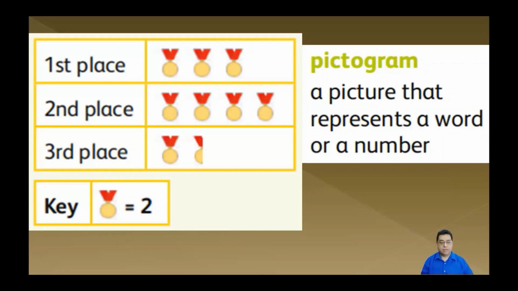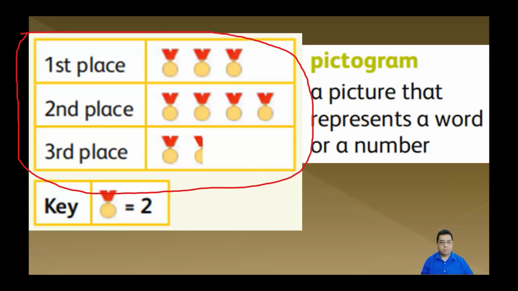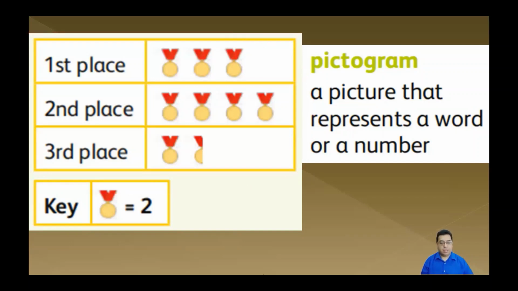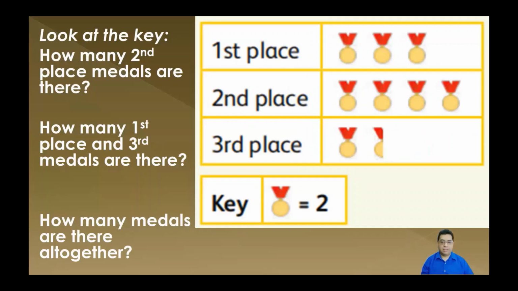As you can see here, I've got these first, second, and third place medals with the key here showing that one medal represents 2. Let's look at the key. And again, like I said, each medal represents 2, as in 2 winners here.